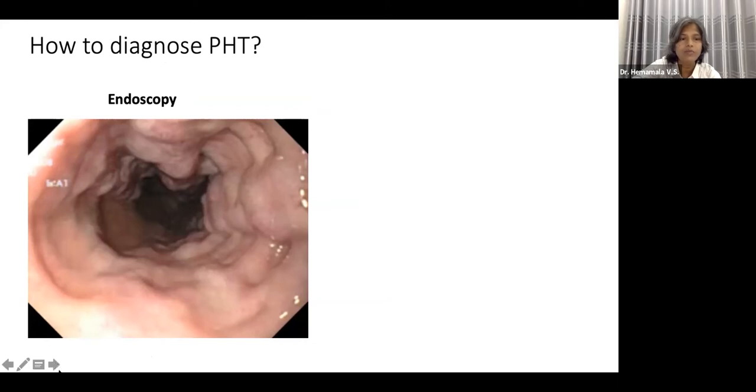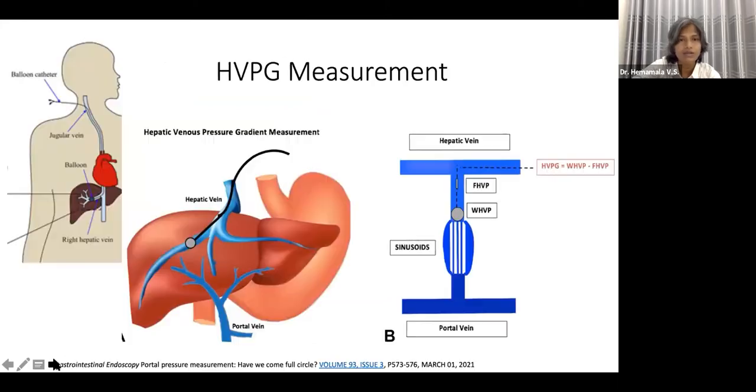So we have to do an endoscopy if we suspect advanced chronic liver disease. And then once we say clinically significant portal hypertension, we have to diagnose portal hypertension. That means, how is this portal hypertension actually measured? What we now use to measure portal hypertension is the HVPG. HVPG means hepatic venous pressure gradient. So this is an indirect, surrogate marker for portal hypertension.